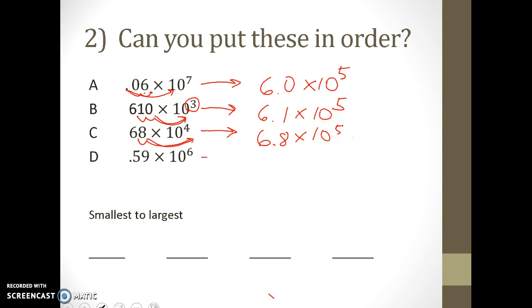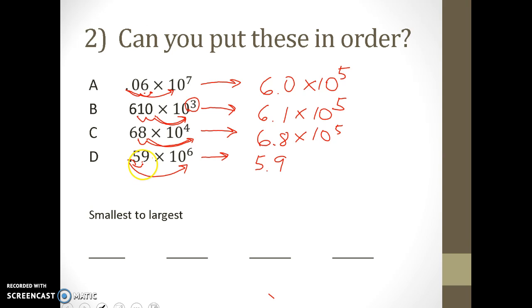And then the last one, again, it's not in scientific notation. I want to start with the first number and then the decimal point. So instead of 0.59, it's going to be 5.9. This says to move the decimal 6 spaces to the right if I start it from here. But I want to move the decimal here.